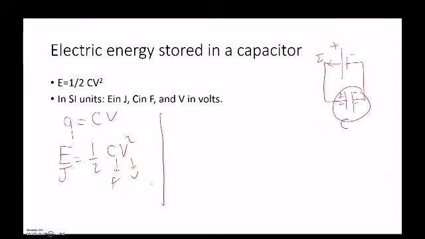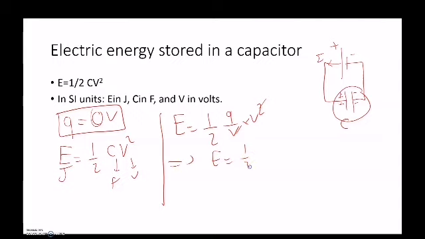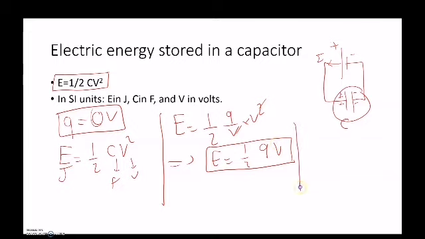By the way, if we use this formula, we can derive another equation for E. For example, E equals half C. Instead of C, we substitute Q over V. Therefore, it's half Q over V times V squared. If you cancel this V with one of these, you get E equals half Q V. This is another equation we can use to determine the amount of energy. So this is the first equation, this is the second equation, and we can derive another one.